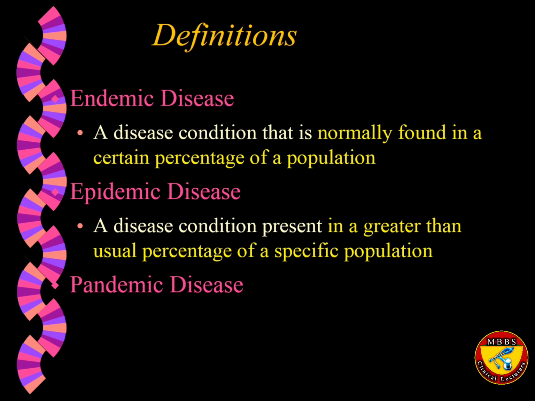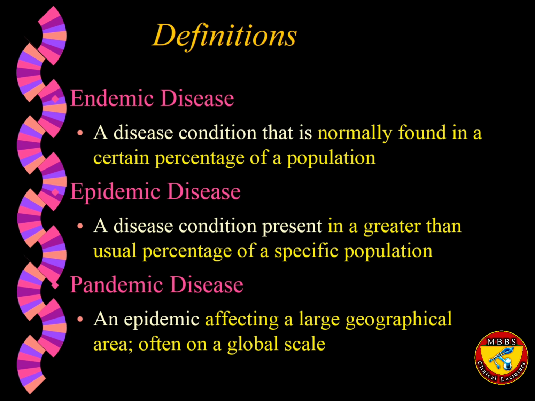A pandemic disease is one which is spread globally. The whole country, the whole world is involved, and it is an epidemic affecting a large geographical area, often on a global scale. Again I'll give the example of corona, because it was initially an epidemic starting from China and certain pockets of the world, but then it had the potential to spread very widely, involving a lot of different populations in different geographical areas, and it became a pandemic. That's why it is involved on a global scale.